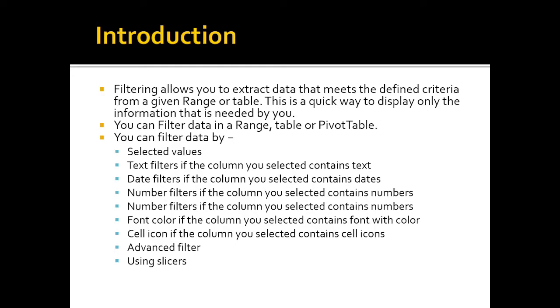You can filter data by selected values, text filters if the column you selected contains text, date filters if the column you selected contains dates, number filters if the column you selected contains numbers, font color if the column you selected contains font with colors, cell icon if the column you selected contains cell icons, and advanced filters, and we can also use slicers.